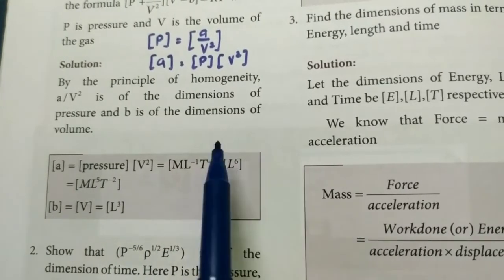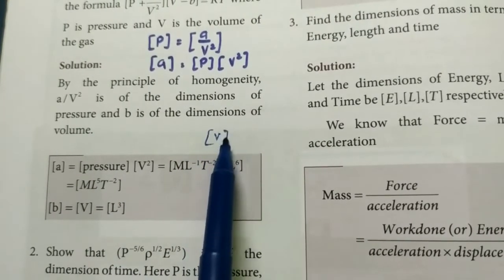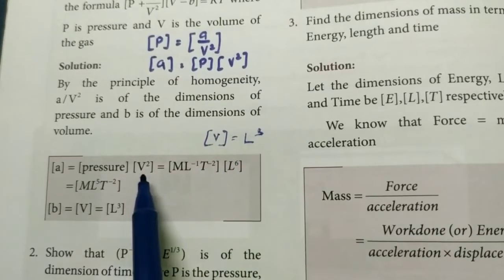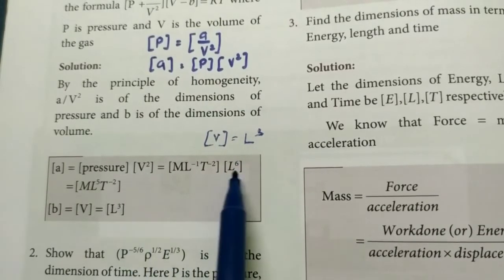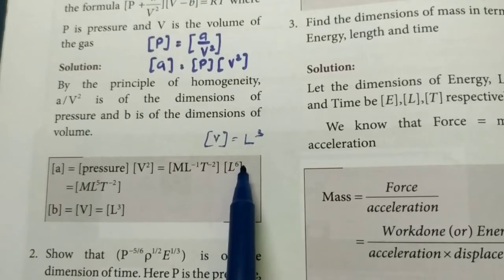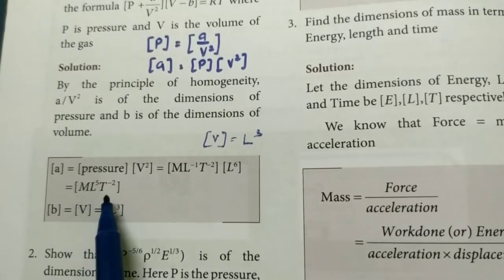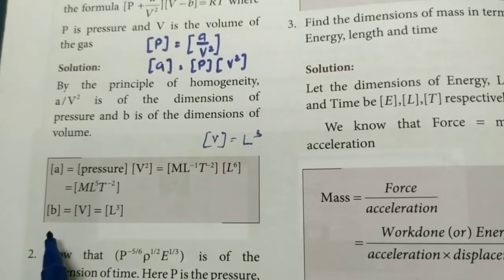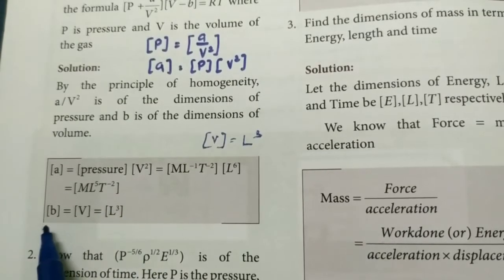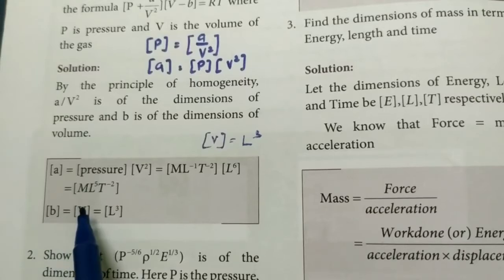So dimension of V is L^3. Here V^2 is there, so L^6, which equals M L^5 T^-2. Then how do we find the dimensional formula for b? It is V minus b.